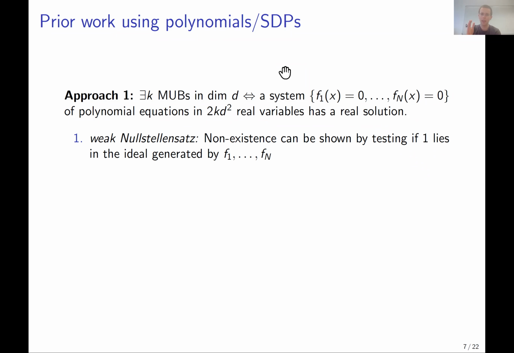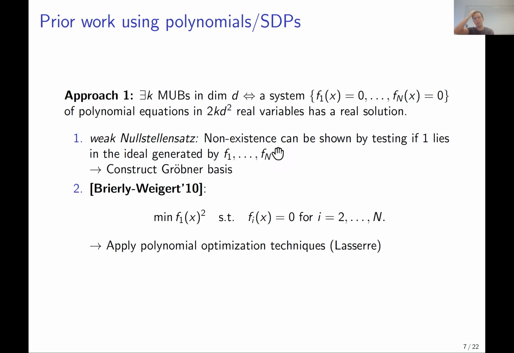Okay, so I only put an "if" here because it's not an if and only if for the weak Nullstellensatz. There you would actually be checking for complex solutions. But still, if one lies in the ideal, then this would be a certificate of non-existence of a real solution. And one can test if one is in the ideal by constructing a Gröbner basis of the system of polynomial equations. So this is a computational approach, but it's not very efficient in practice.